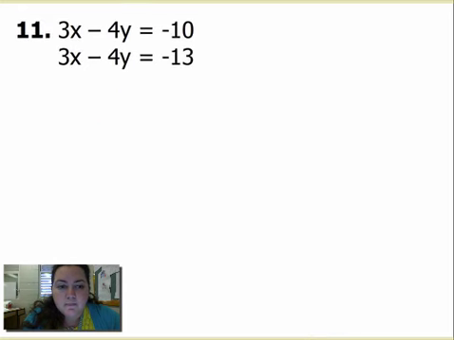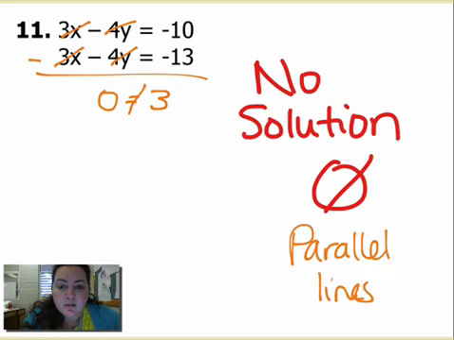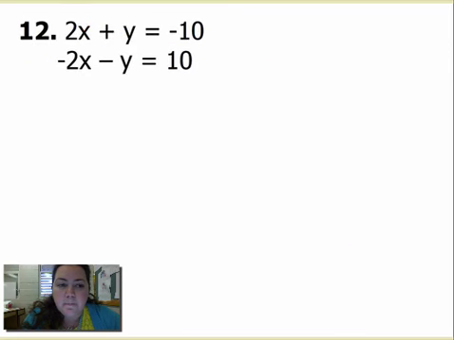Number 11. Alright, if I look at this one, I see I have a 3x and I have a minus 4y in both equations. So since they both have the same sign, I'm going to subtract. The 3x and the 4y are both going to cancel. So I'm not going to have any x's or y's. So my whole left side is going to be nothing. I have 0. And on the right side, it simplifies to 3. That is not a true statement, so I have no solution. And that means those lines must be parallel.